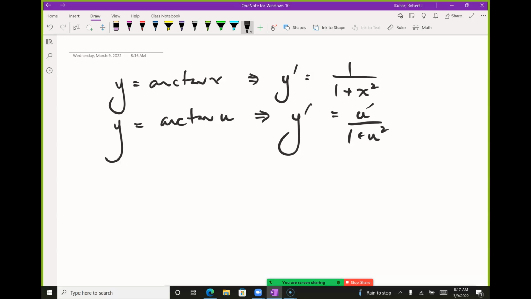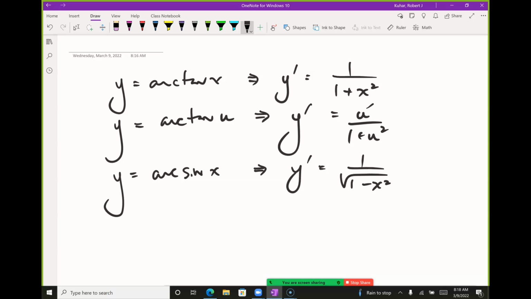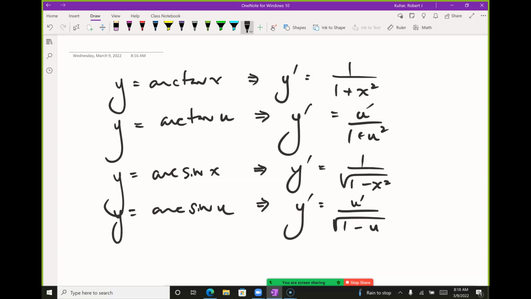So every time I do something like this, I'm always going to have another factor of u prime as a multiplier. So it ends up in the numerator. Anyway, y equals arc sine of x gives me y prime equals 1 over the square root of 1 minus x squared. Y equals arc sine of u gives me the same thing, but in terms of u, and then I need a u prime, right? So u prime over the square root of 1 minus u squared. And we just saw that one in the problem we did.